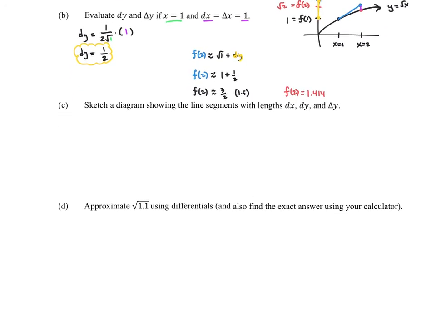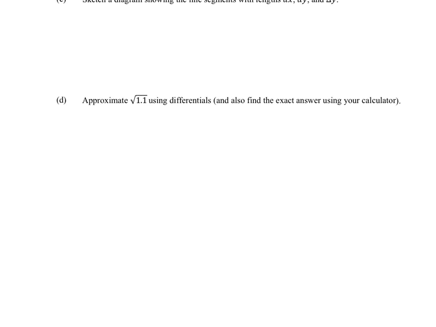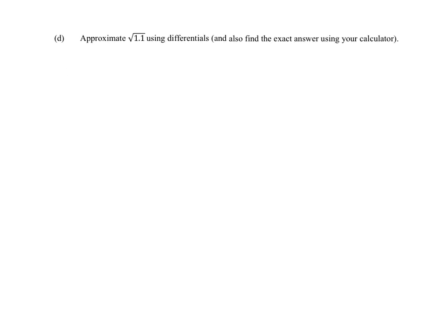All right, so part D, let's approximate the square root of 1.1, excuse me, using differentials. All right, so the first thing you should think is I'm working with the square root, right? I'm working with this function, square root of x. So I need to find dy. We just did, right? It was 1 over 2 root x dx. Okay, so if I want to approximate delta y, of course, delta y will be approximately equal to dy.